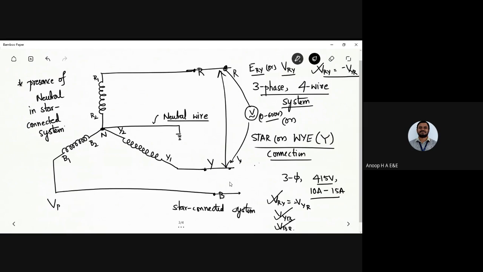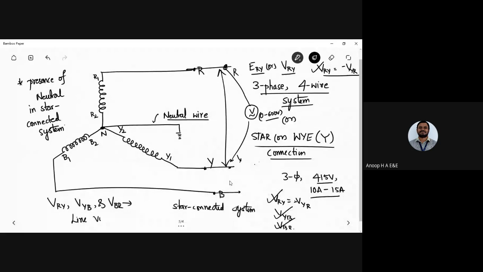All these are said to be the line voltages, which is VL or EL. If I measure the voltage between any two lines, whatever reading you get is termed the line voltage. So in this figure itself, let me write it here as EL, or I'll be calling it VL.